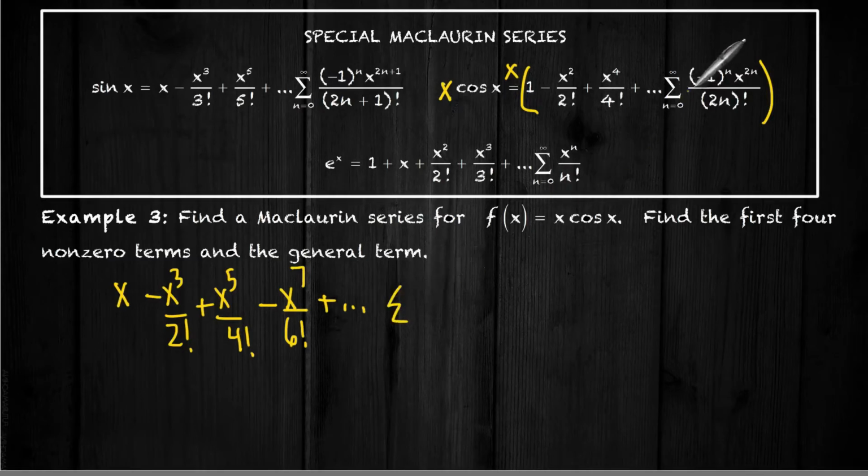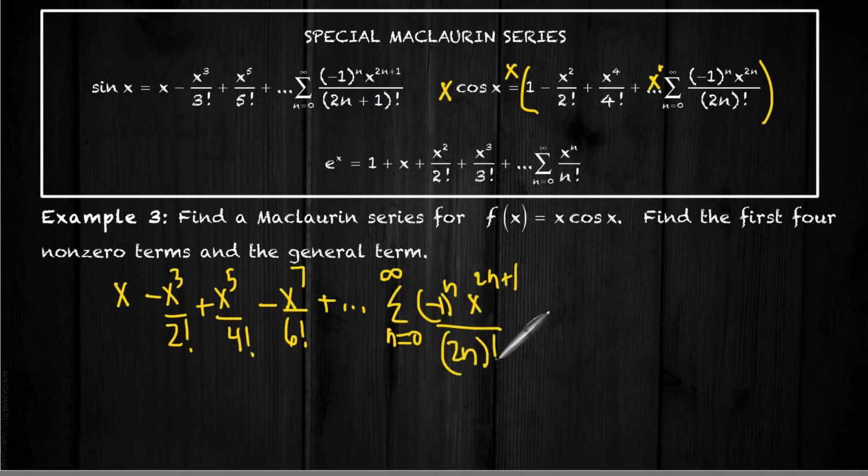And we're going to actually take our general term as well, and we're going to multiply that by x also. So that's going to be n equals 0 to infinity, and we need a -1 to the n to make it alternate. And when we multiply this x to the first right here times x to the 2n, the bases are the same, so you add the exponents. So that's going to be x to the 2n plus 1 over 2n factorial. Those are the first four terms, and this is the general term for x cosine x.